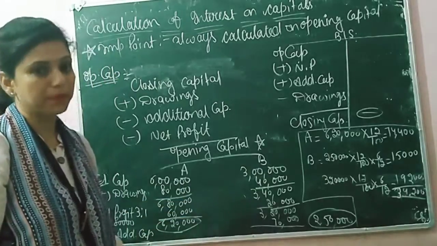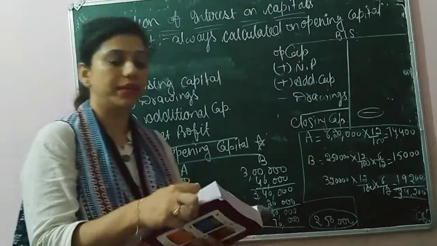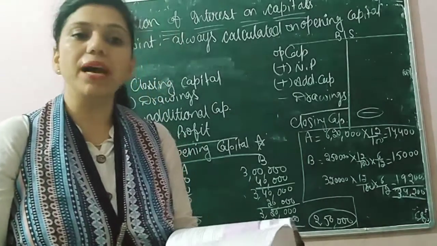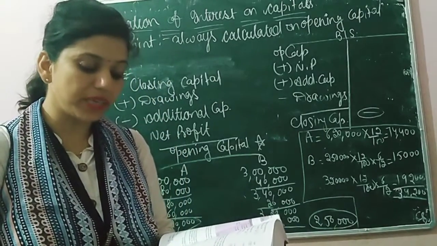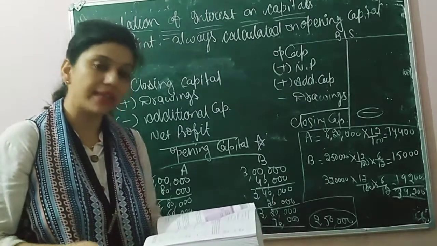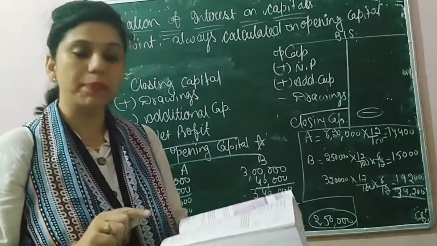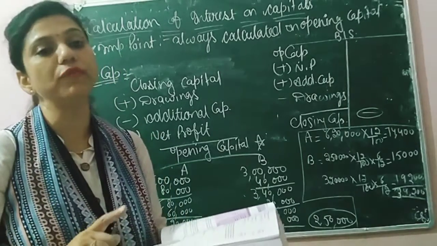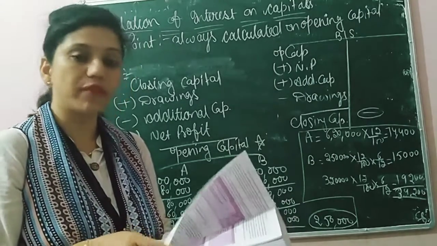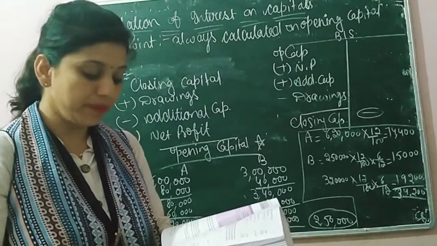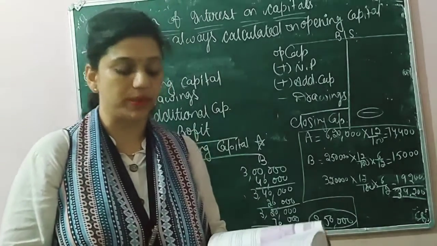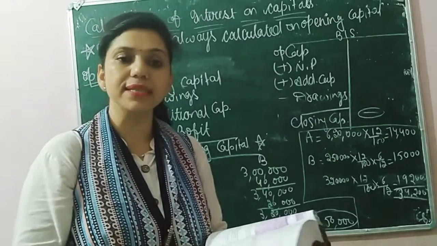Now we have an example, illustration number 4 in DK Goyal. What is the example? A and B are partners sharing profits and losses in the ratio 3:1. Their capitals at the end of the year. Just keep it in mind that at the end of the year capitals are given. That means closing capitals are given. You just have to read the statement properly so that you get to know whether opening capital is given or closing. So closing capitals are 6 lakh and 3 lakh.